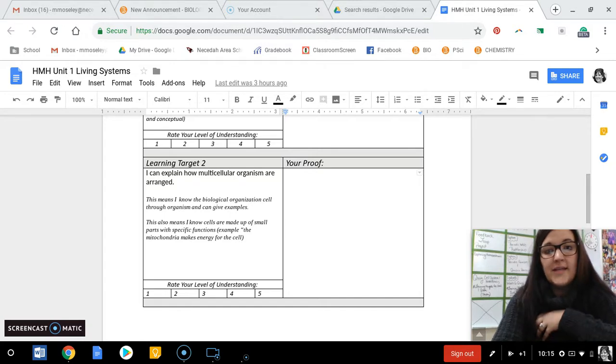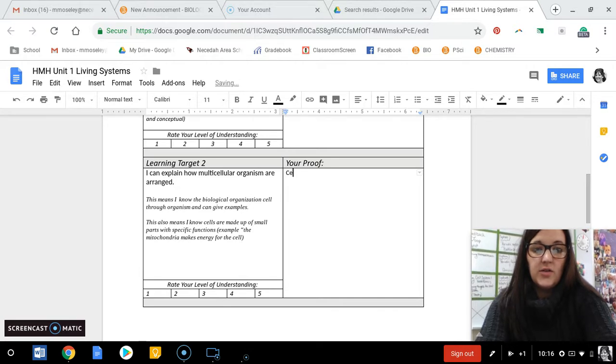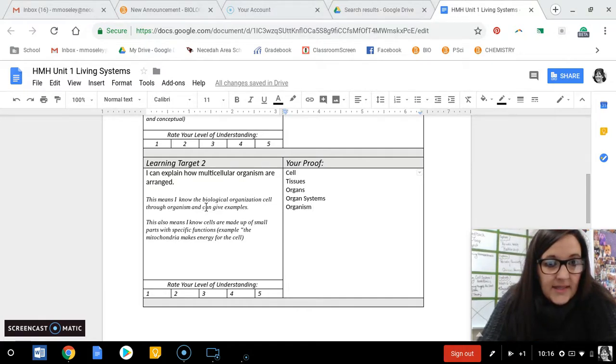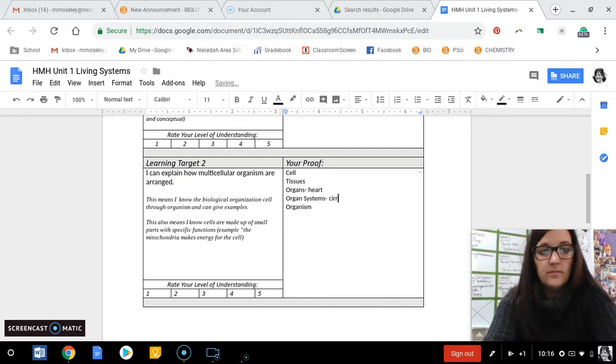So biological organization cell through organisms means I know that cells are the smallest, and then cells are compiled into tissues. Tissues make organs. Organs make organ systems. And organ systems make the organism. And then it says, I can explain it and I can also give examples. So an organ might be the heart. And the heart makes up the circulatory system.